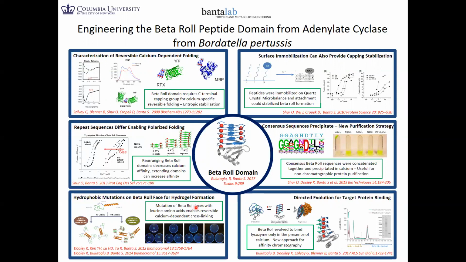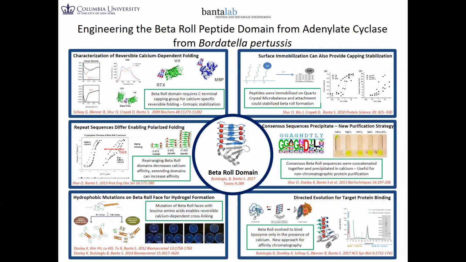We've also been able to engineer one side of this beta roll domain to be very hydrophobic, and that allows us to also make biomaterials. So these are self-assembling protein hydrogels that only form in the presence of calcium. If you leave the calcium there, the hydrogel is pretty robust, but if we take the calcium away, the hydrogels dissolve away.